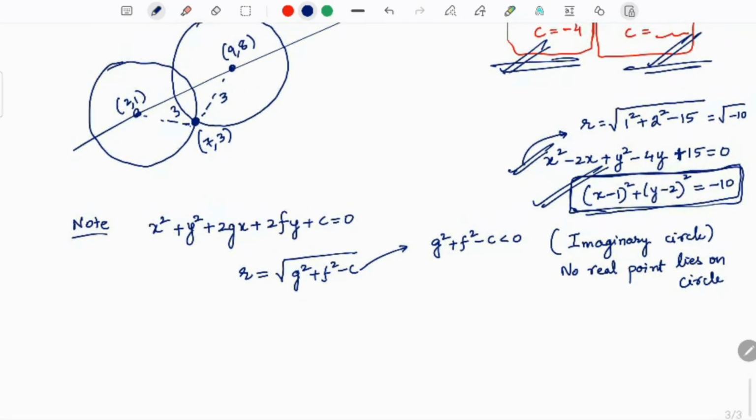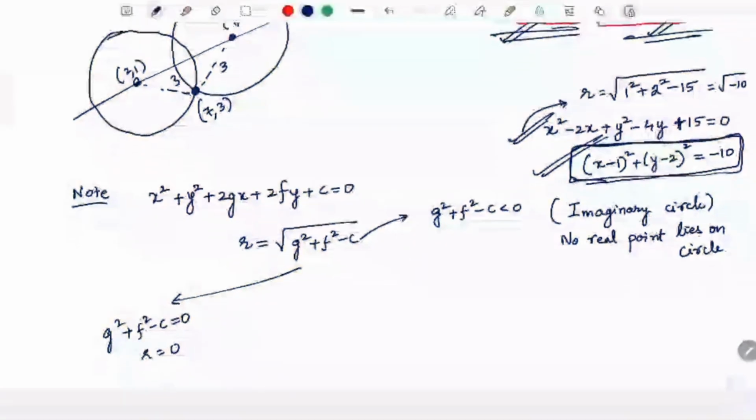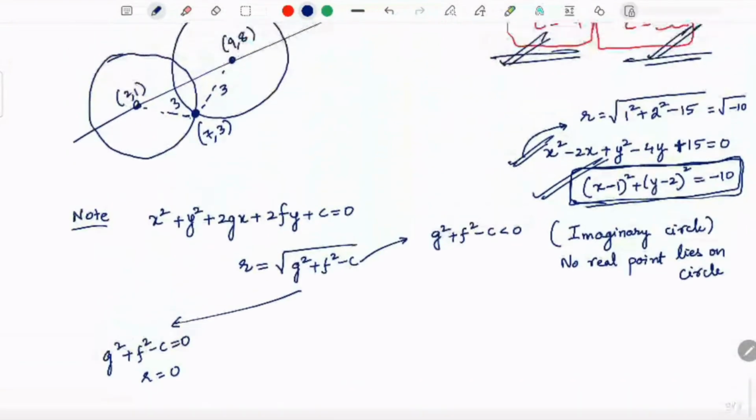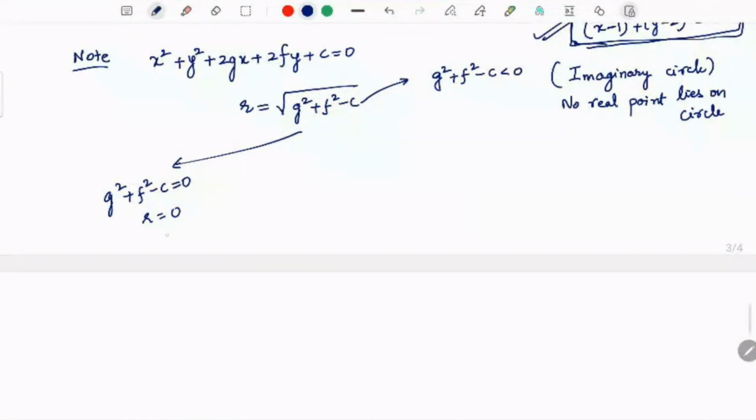All right. Next, one more thing. What if g square plus f square minus c is 0? That means the radius is 0. It's a point. So we are calling that circle a point. Such circles we call point circles. For example, you can take x minus 2 whole square plus y minus 3 whole square is equal to 0. If you calculate the radius for this, radius square is 0, right? The radius is 0.